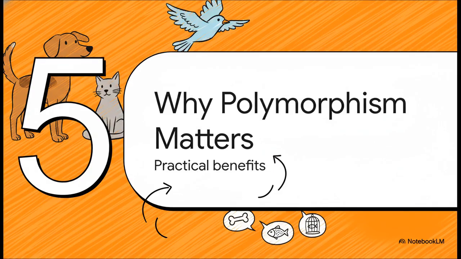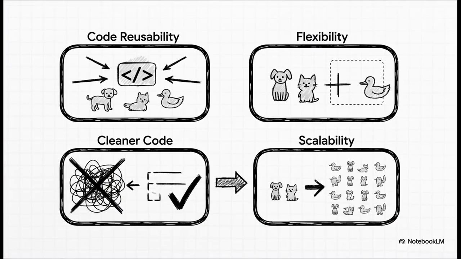Okay, so we get what it is, we get how it works, but why? Why should you care? Why is this such a fundamental part of programming? Well, this is where we get to the good stuff, the practical benefits that are going to make your life as a developer way, way easier. First up, code reusability. You can write a single piece of code that just says, hey, for every animal I have, make a sound. And it just works. It doesn't care if it's a dog, a cat, or a duck you decide to add next year. This gives you insane flexibility. You can add a new duck class that quacks, and you never have to touch that original code.